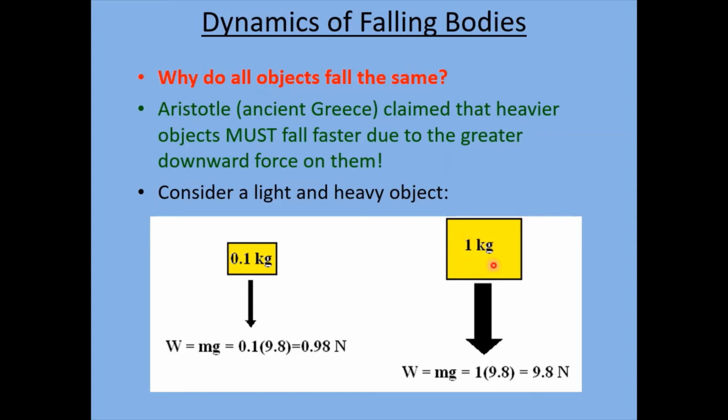If we look at the heavier mass now, its weight is mg, which is 1 kilogram times 9.8. That's 9.8 newtons, or almost 10 newtons. So again, we see that this one has 10 times more weight than this one, so it has 10 times more downward force. So why do they fall at the same rate? Why doesn't this one fall 10 times faster? Think about that for a second and see if you can come up with a reason.